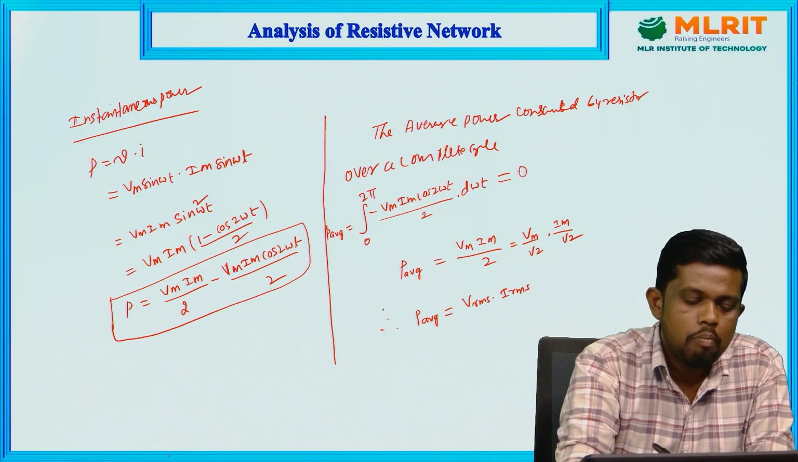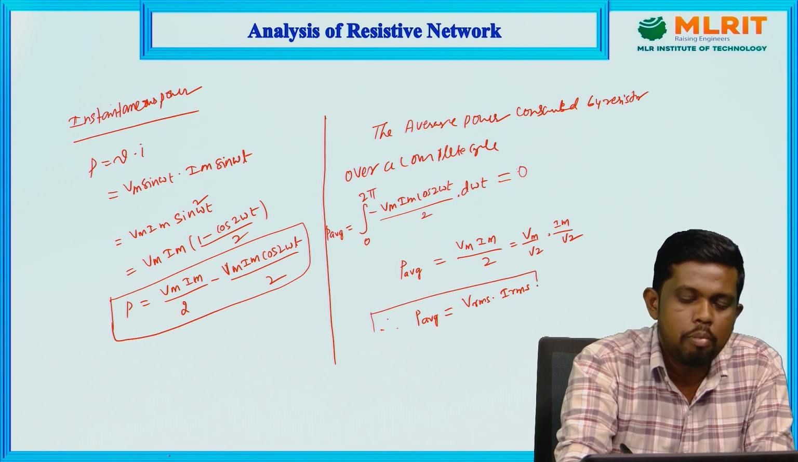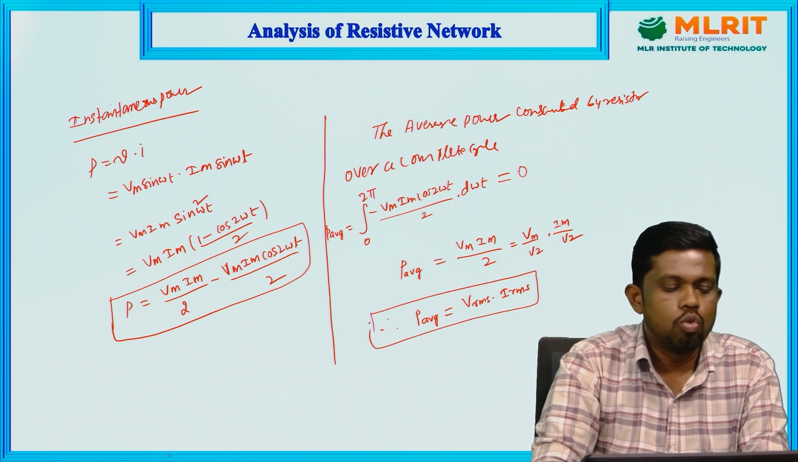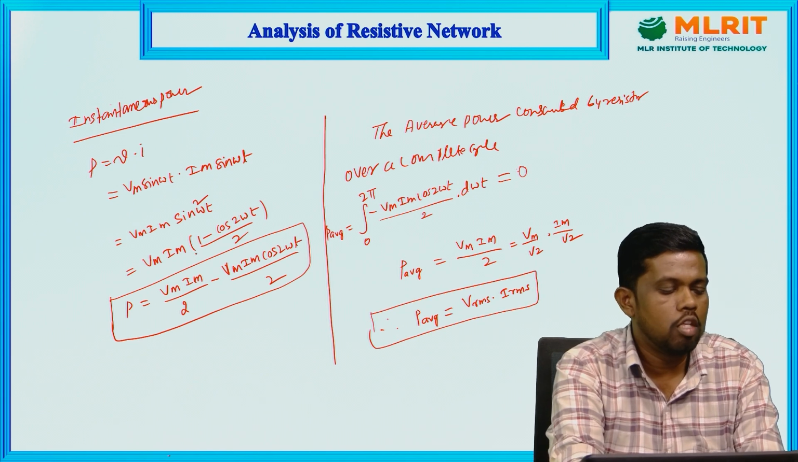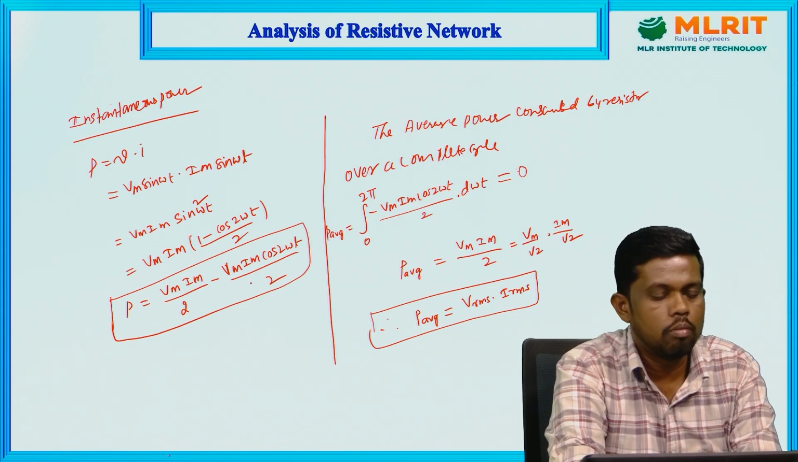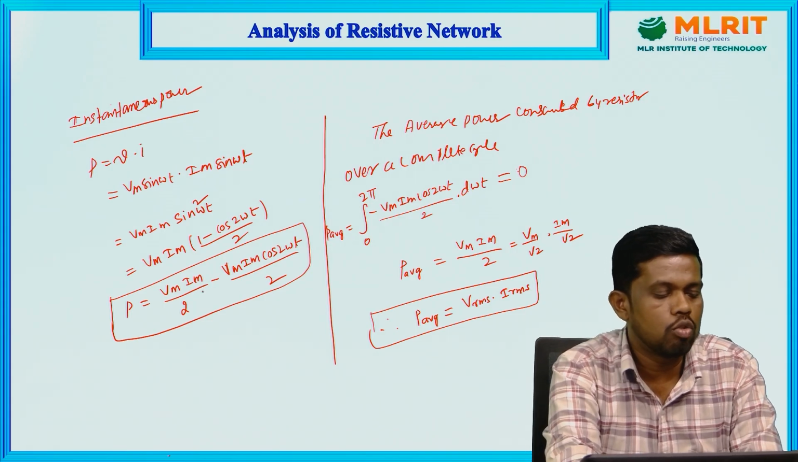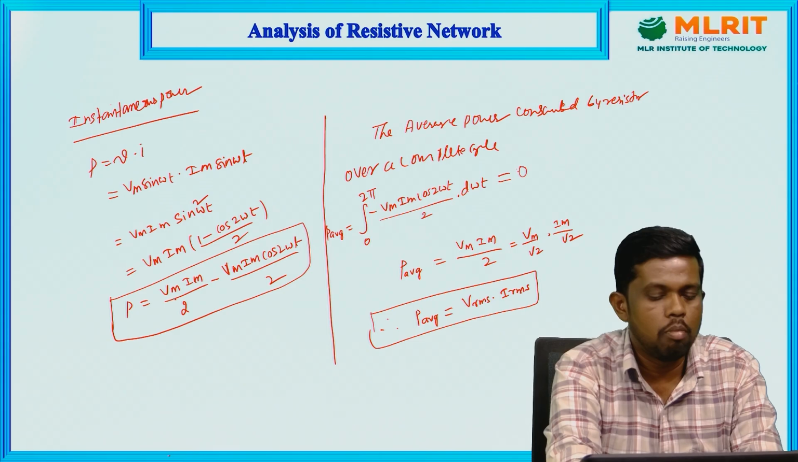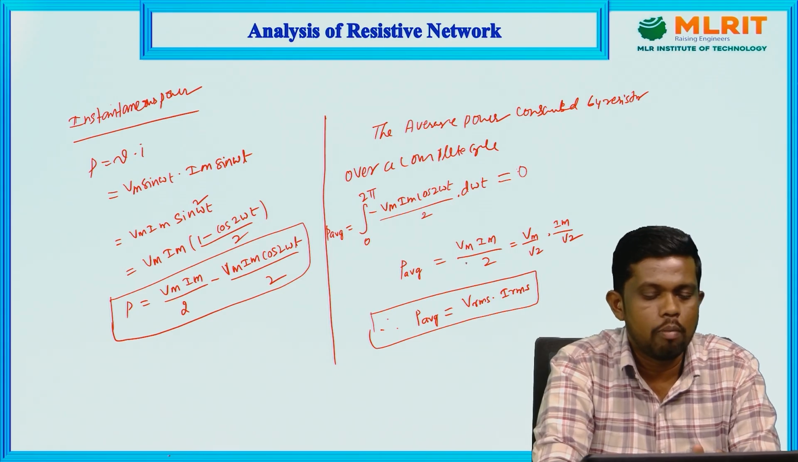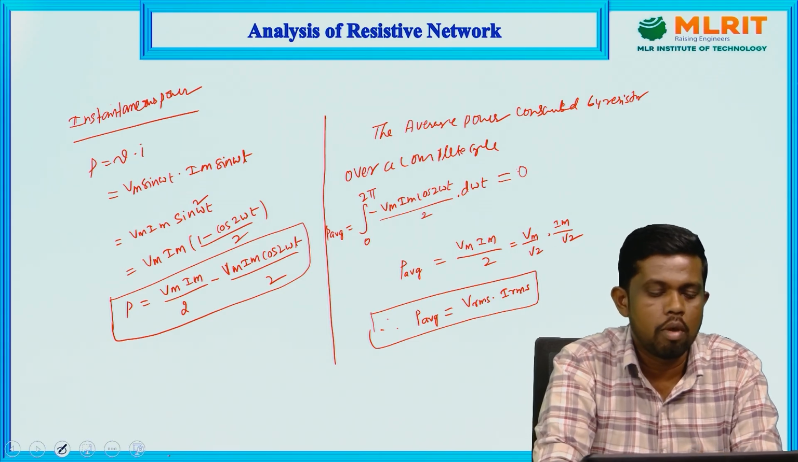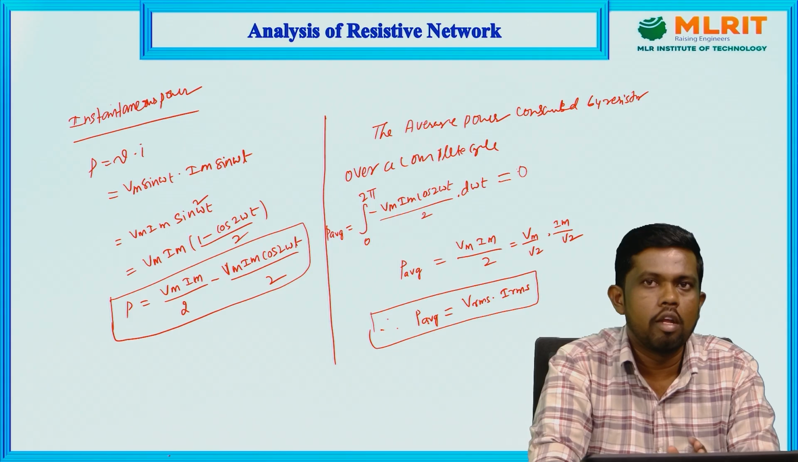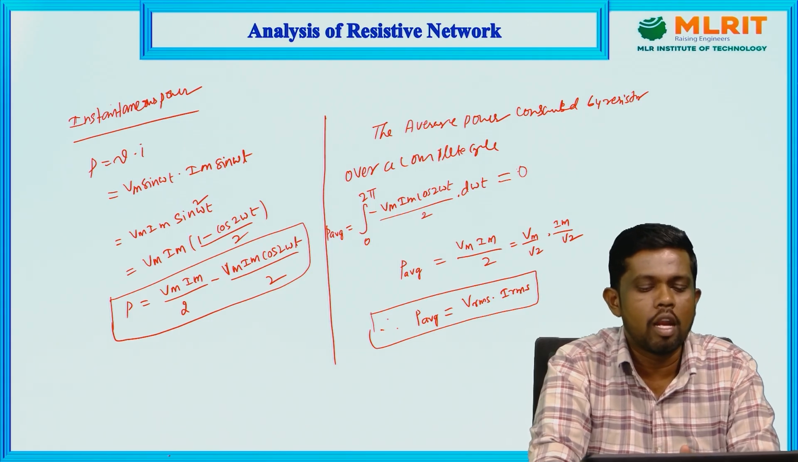So this is the average power taken by the pure resistor. This part is constant, which means there is no zero term here. That's why we simplify this value with the help of Vm by 2, Vm by root 2 and Im by root 2. Based on that, the average power consumed by the resistor over a complete cycle should be equal to Vrms into Irms.